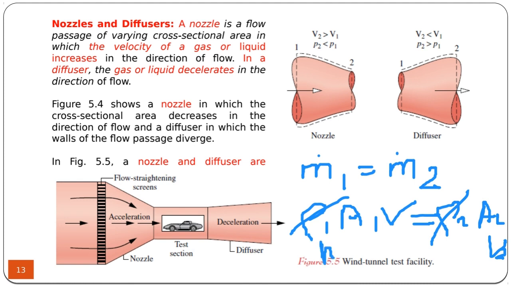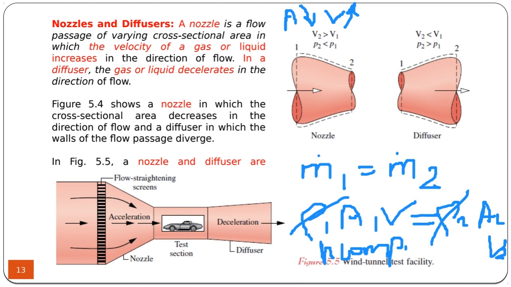So from here, you can understand that if the area is getting smaller, then the velocity must increase. So if the area is reducing, then the velocity must increase. This is required by the conservation of mass.